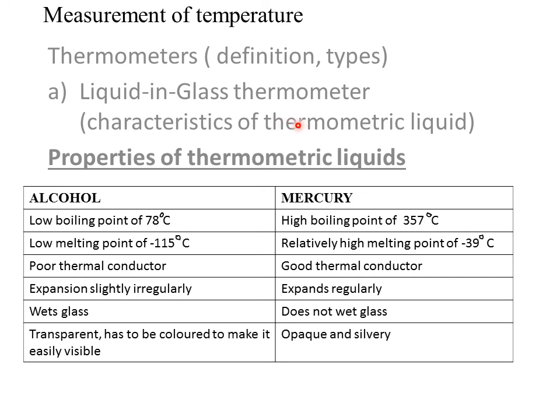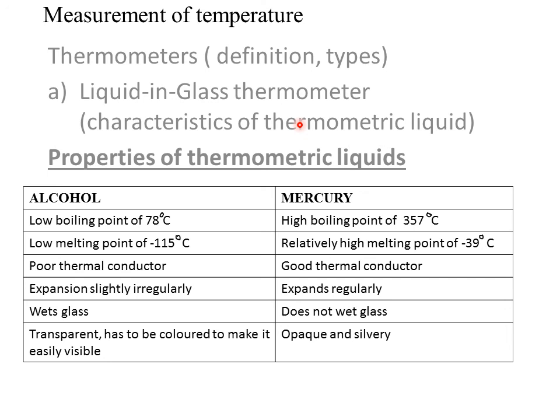Two is that the thermometric liquid should have a wide range of temperature. What do we mean by a wide range of temperature? It means that the thermometric liquid should have a very low melting or freezing point, and it should also have a very high boiling point. So a wide range of temperature means that the values between the freezing point and the boiling point should be many.